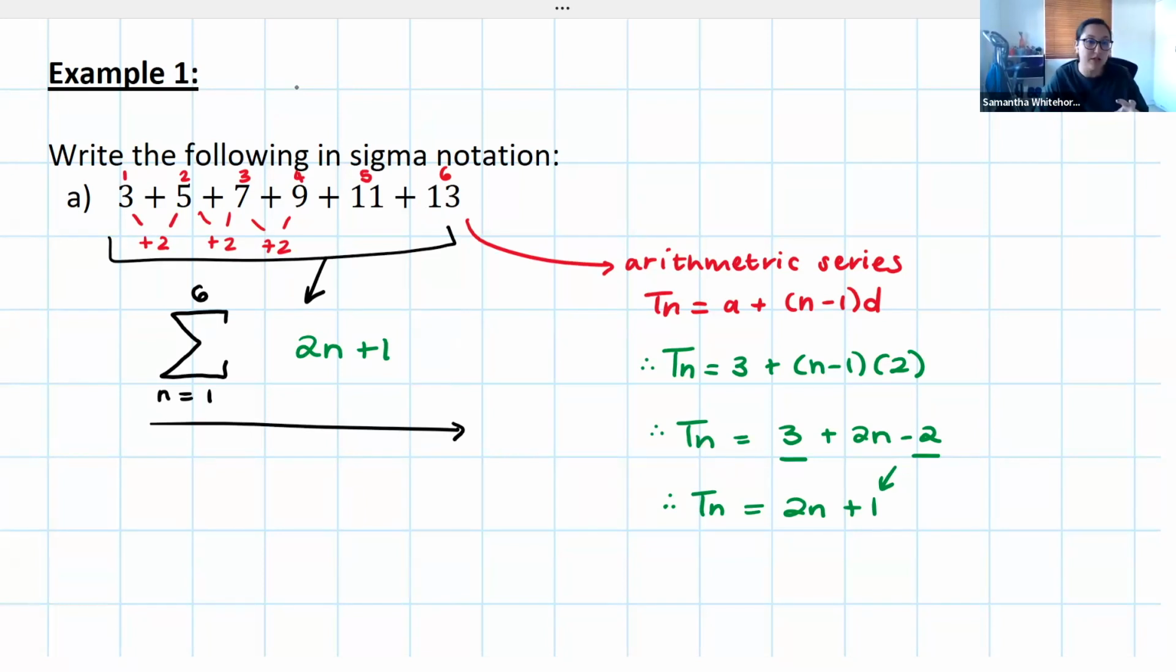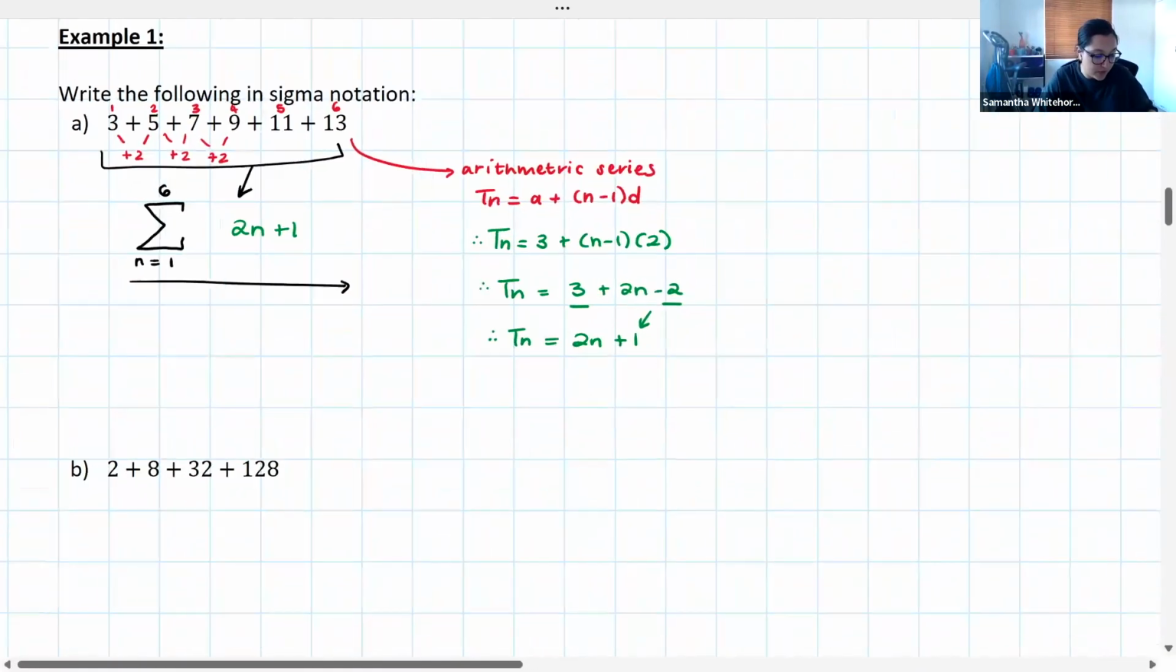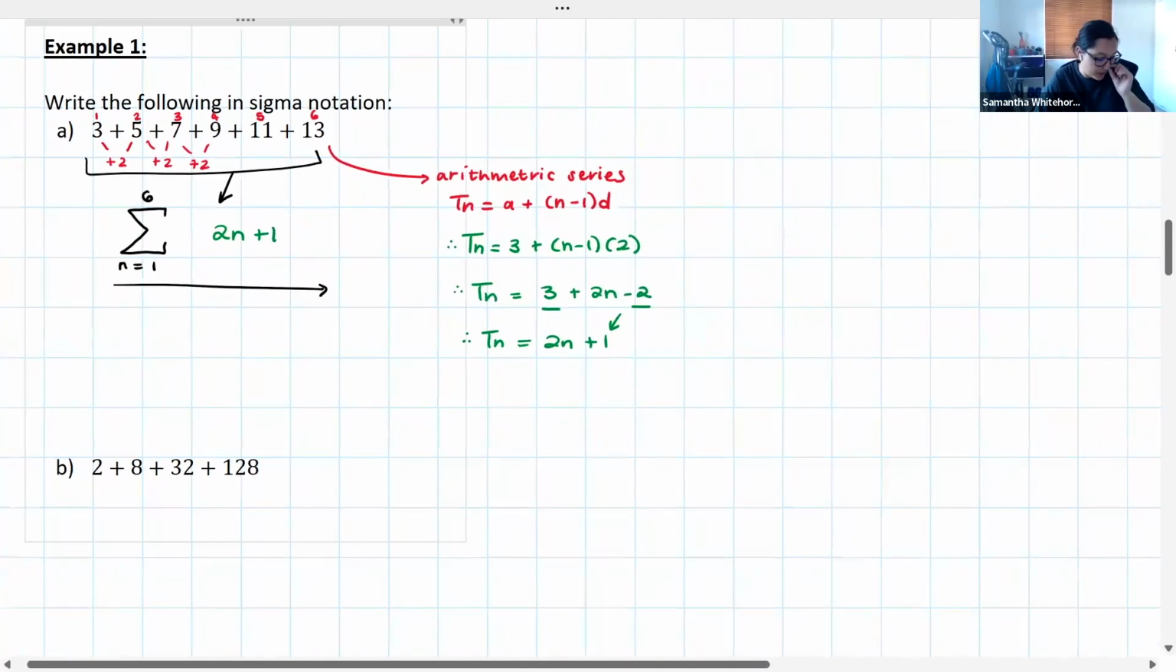Okay, so writing the series in sigma really is not too tricky. And like I say, being able to put it in sigma notation really does help you understand what's going on when it comes to sigma type questions. All right, so guys, what I want you to try for me is example 2.